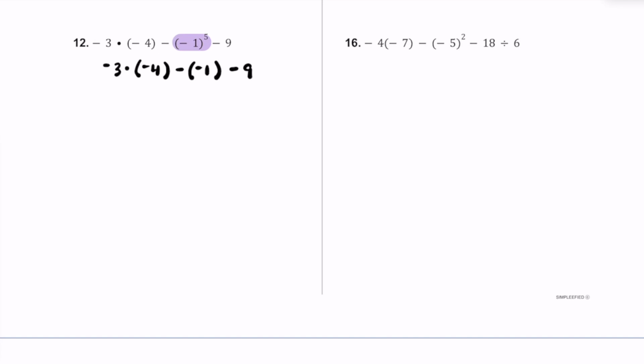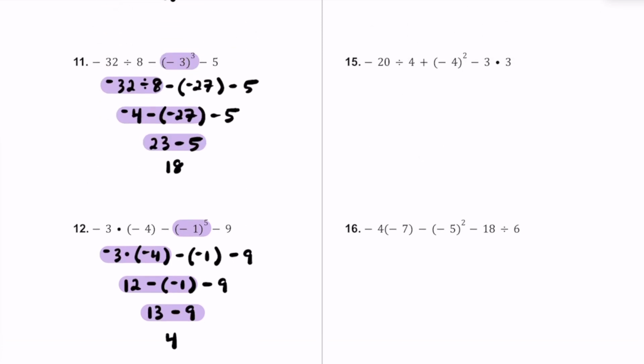We have 3 operations here. Multiplication is going to be the most important. So negative 3 times negative 4 is going to be a positive 12. So we have 12 minus this negative 1, and then minus a 9. Between these 2 subtraction problems, do the one on the left. So we have 12 minus negative 1, or 12 plus 1, that's going to be 13. And then 13 minus 9, that's just going to be a positive 4.